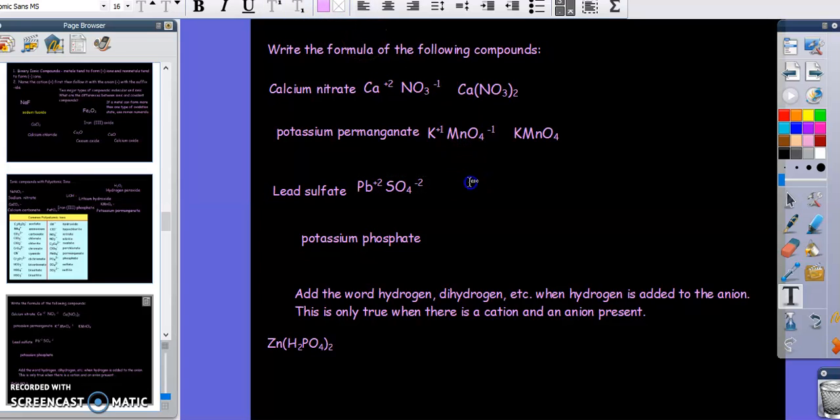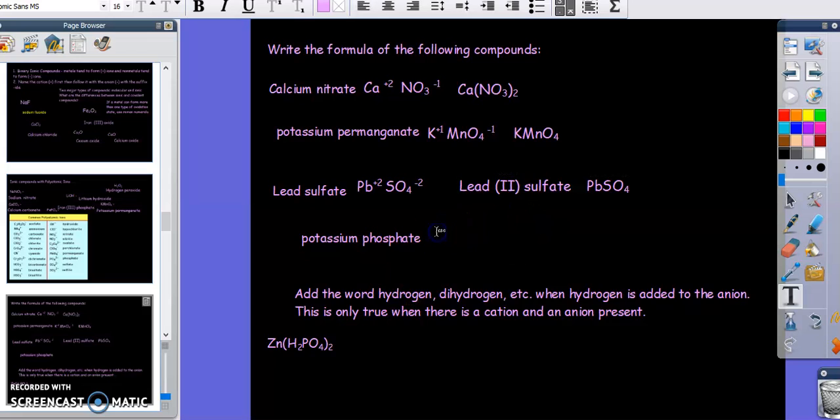So let's write her name. And I want you guys to use the Roman numerals. I just don't feel like you can ever go wrong doing that. So lead 2 sulfate, and it's PbSO4. I do want you guys to get in the habit of doing that.